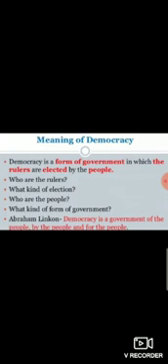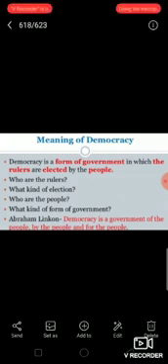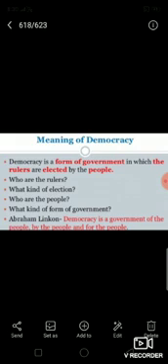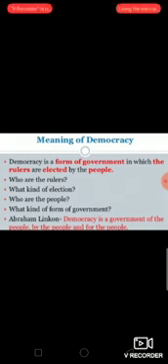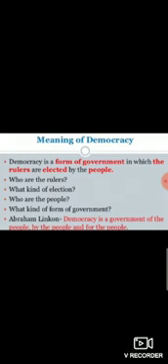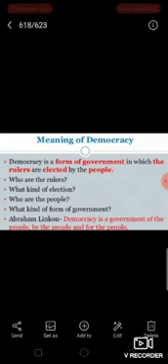Second, what kind of election? What kind of election constitutes a democratic election? What conditions must be fulfilled for an election to be considered democratic? Third, who are the people? Who are the people who can elect the rulers or get elected as rulers? Should this include every citizen on an equal basis? Can a democracy deny some citizens this right?